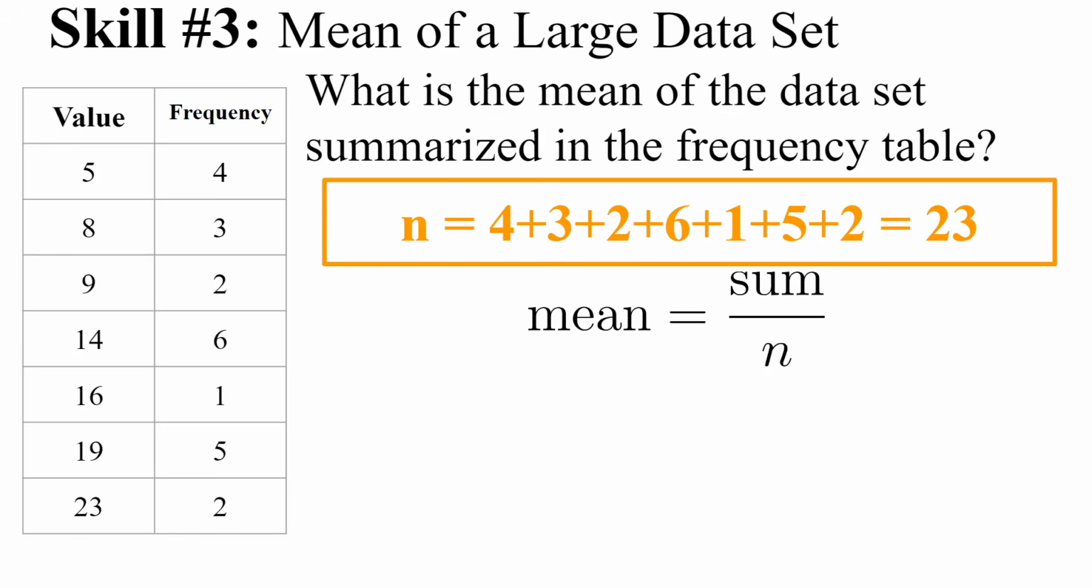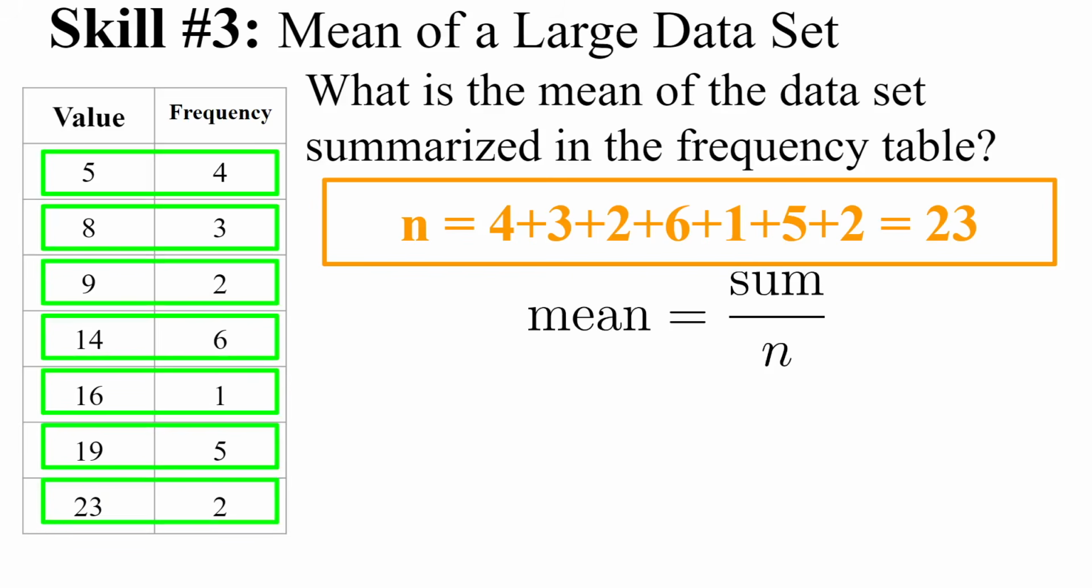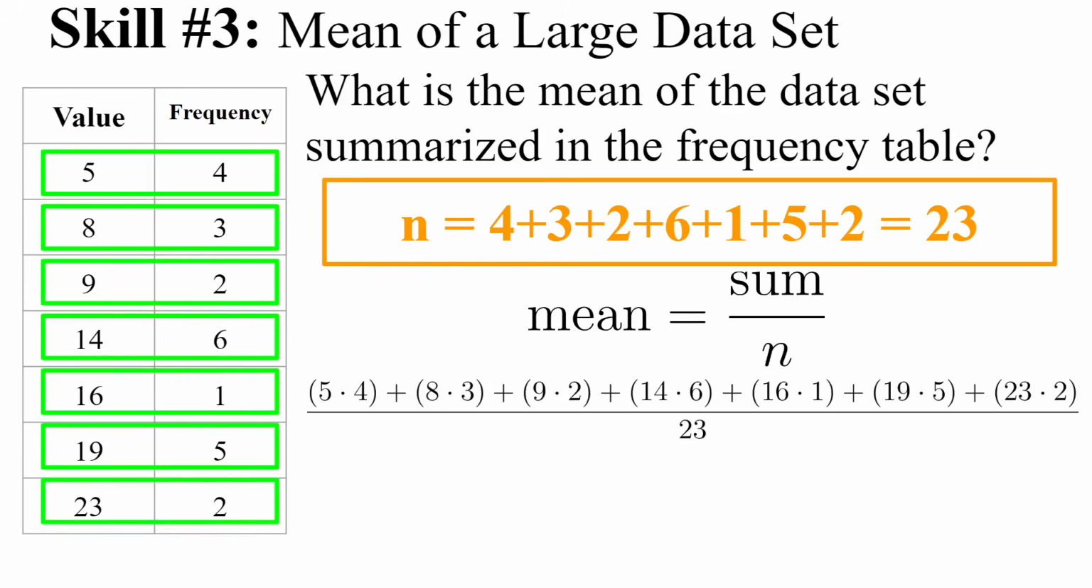The sum, we multiply and add, multiply and add. So these guys all go together. 5 times 4 plus 8 times 3 plus 9 times 2 plus 14 times 6 plus 16 times 1 plus 19 times 5 plus 23 times 2. You should get a sum of 303. 303 over 23 should give you approximately 13.17.